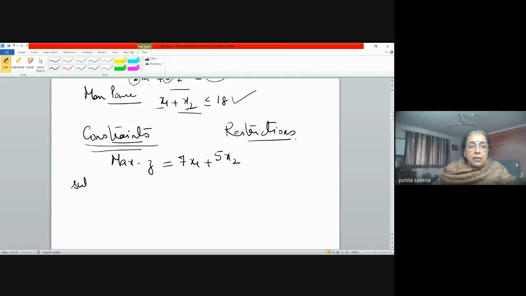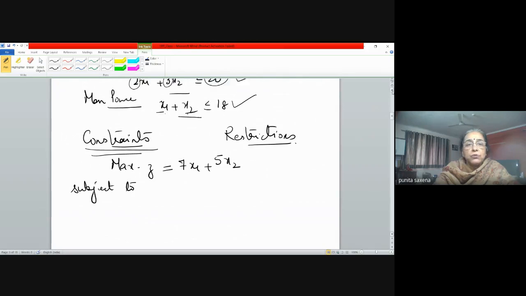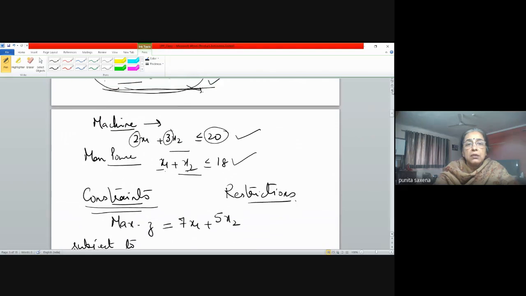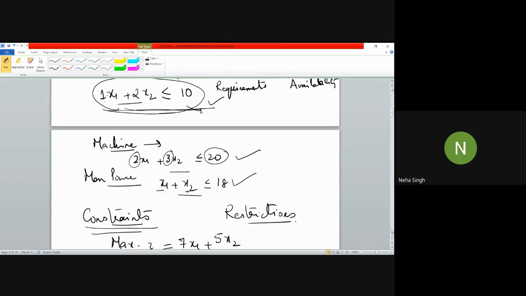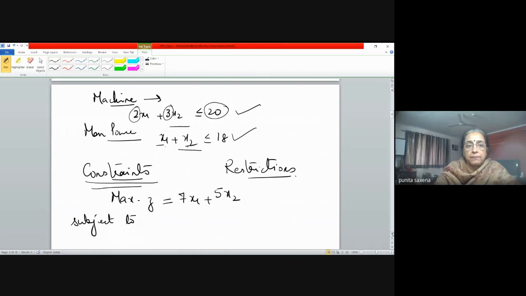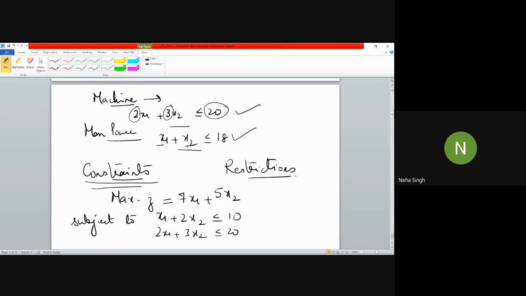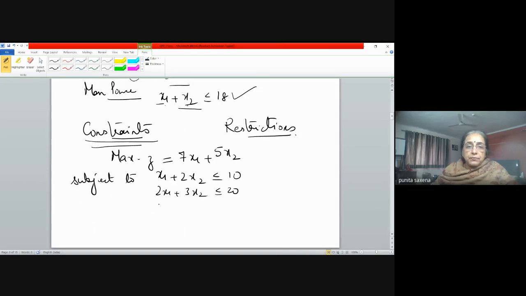But then subject to the conditions that the constraints have imposed on me, right? What was the first constraint that we wrote? x1 plus 2x2 less than or equal to 10. Then 2x1 plus 3x2 less than or equal to 20. And x1 plus x2 less than or equal to 18. Okay, so far this is the problem I have made. Now I have to solve it.